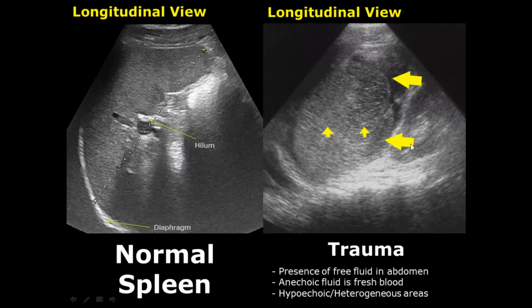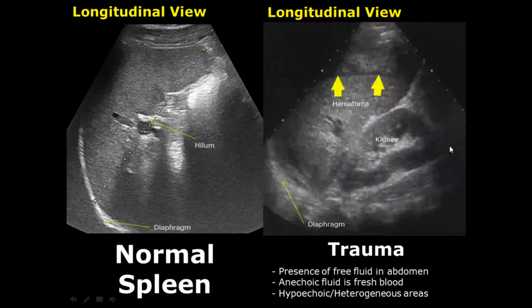The spleen is prone to injury in the setting of blunt trauma and often presents with free fluid, which is anechoic due to fresh blood, and it can also have heterogeneous or hypoechoic areas referring to hematomas. Here you can see a subcapsular hematoma in the setting of trauma to the spleen. It is filled with heterogeneous areas.